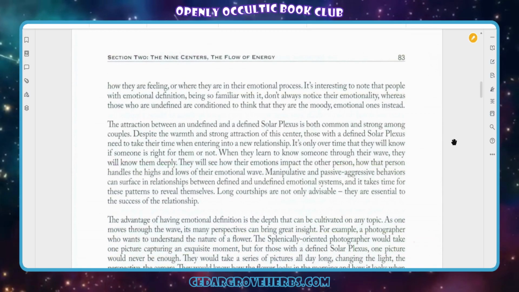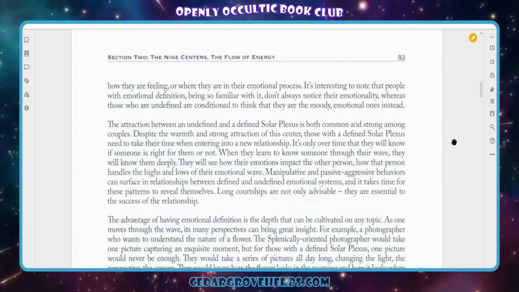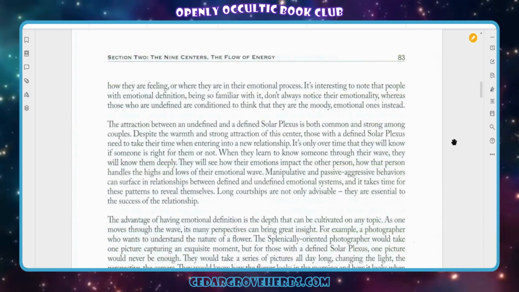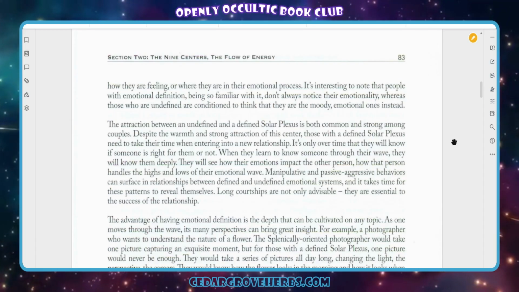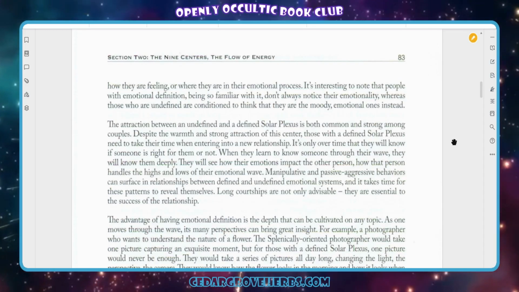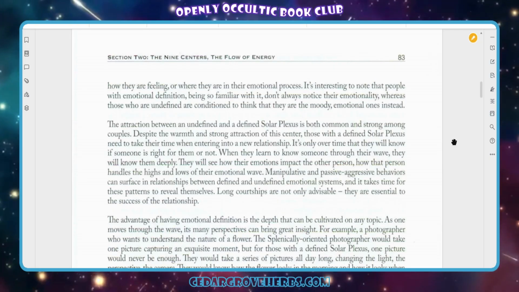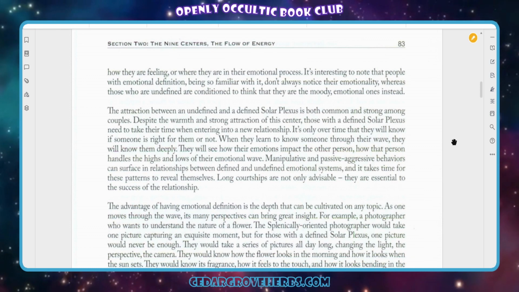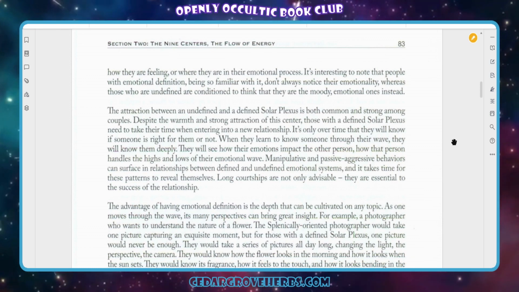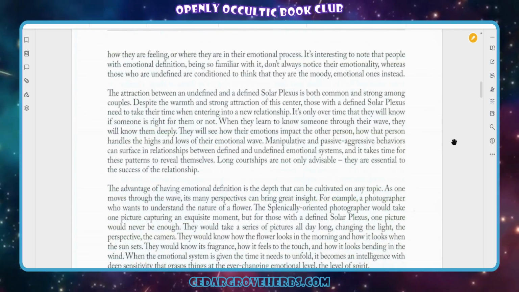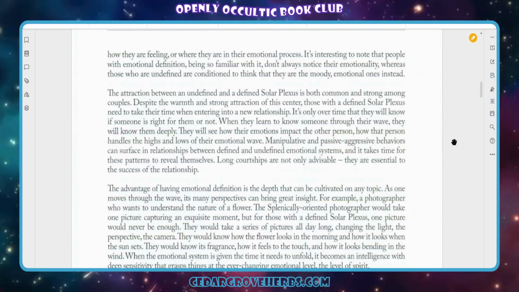The attraction between an undefined and a defined solar plexus is both common and strong among couples. Despite the warmth and strong attraction of this center, those with a defined solar plexus need to take their time when entering into a new relationship. It's only over time that they'll know if someone is right for them or not. When they learn to know someone through their wave, they will know them deeply.